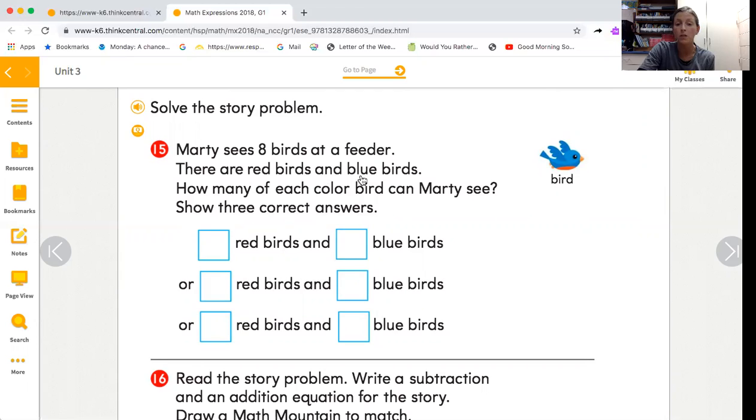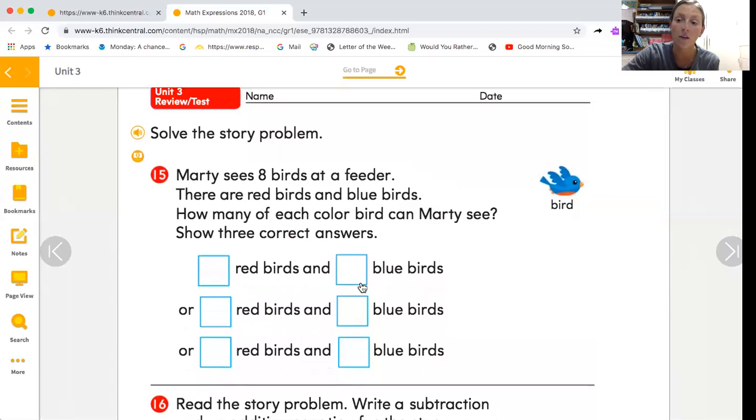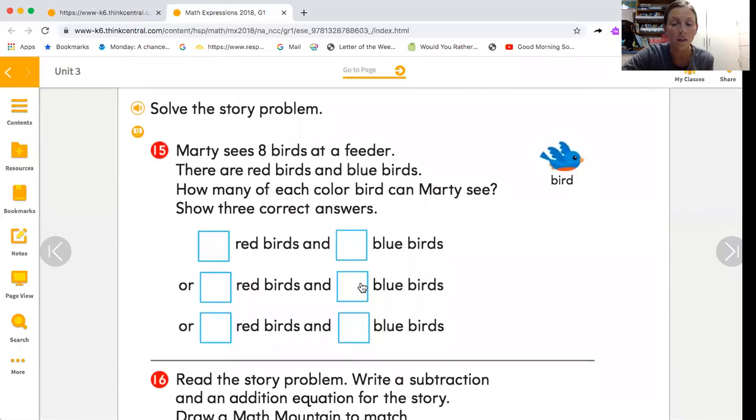So again, Marty sees 8 birds at a feeder. There are red birds and blue birds. How many of each colored bird can Marty see? This would be a good time to use a math mountain with the total 8. How many different ways can you show 8? Okay, this says red birds, this says blue birds. Okay, you're working with a partner. You know the total. You can have many different partners to get the total. Pause to solve.